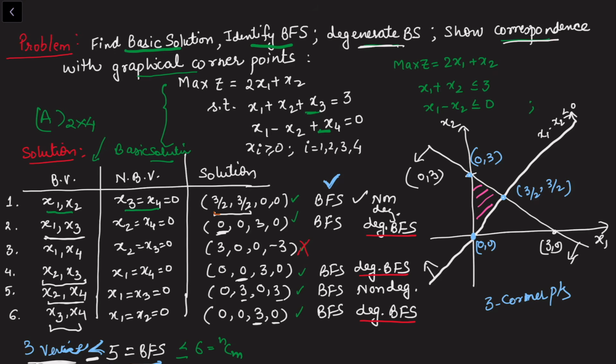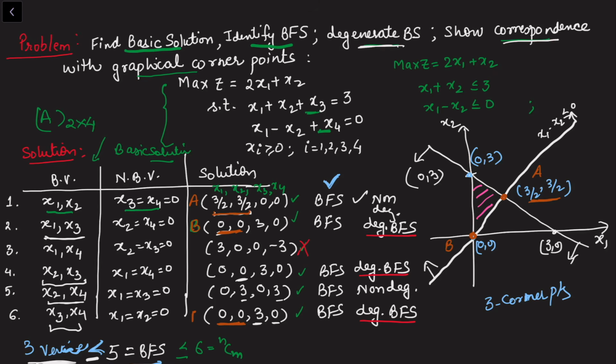In the first case, this is 3/2, let's call this point A. And here this is the point A. We can see this x1, x2 is 3/2, 3/2. I have written here the order of the solution as x1, x2, x3, x4. In the second BFS, let us call this B. In the second BFS, the x1, x2 value is 0. So this is here, this is 0, 0. You can also see that this 0, 0 value is here.